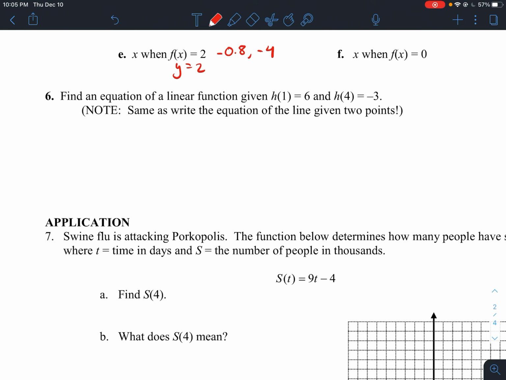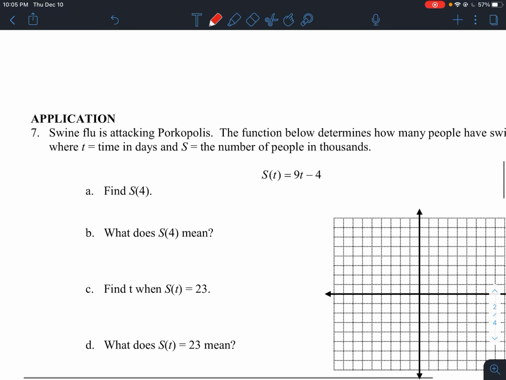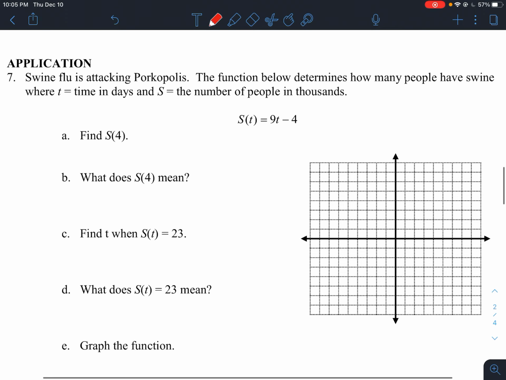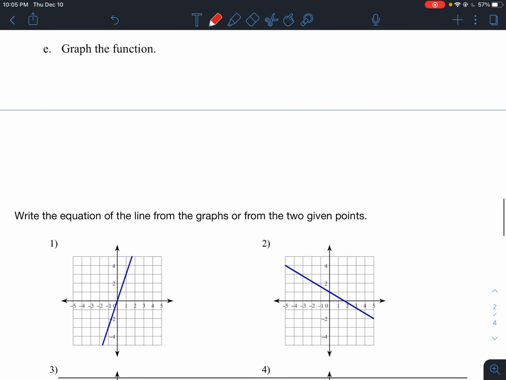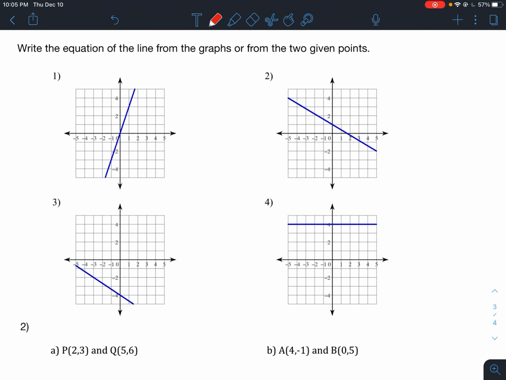So actually, you guys will know how to do negative 6. I'm going to do a different part of this. All right, so now I'm going to go ahead and do number 1 here. It says write the equation of the line from the graphs or from the 2 given points. All right, so let's go ahead.